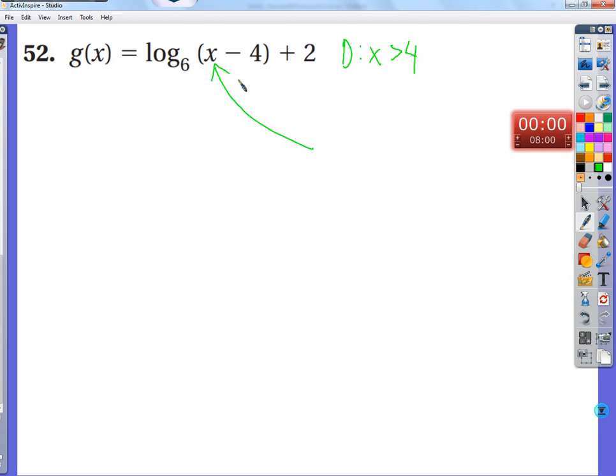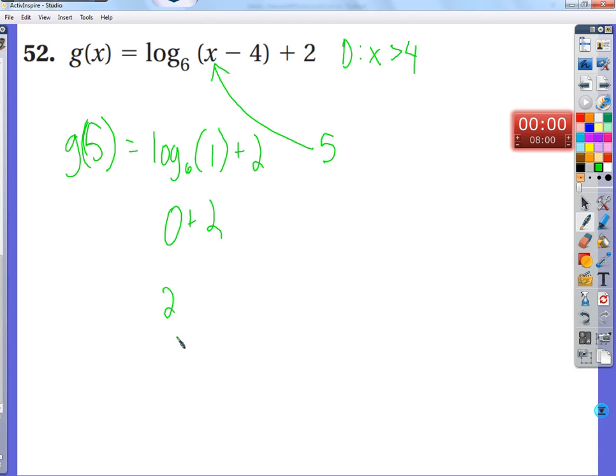What do you think would be a good number to plug in for x? 5? 5. Okay, because this is what will happen. Put 5 in there. Using function notation, I'm telling you what I'm going to put in for x. You get log base 6 of 5 minus 4, which is 1. Is log base 6 of 1 easy to find? What's log base 6 of 1? 0. Log base anything of 1 is 0. So we get 0 plus 2, which is 2.